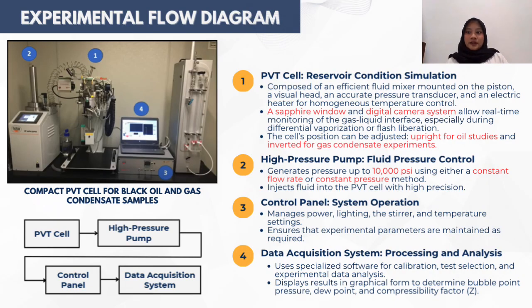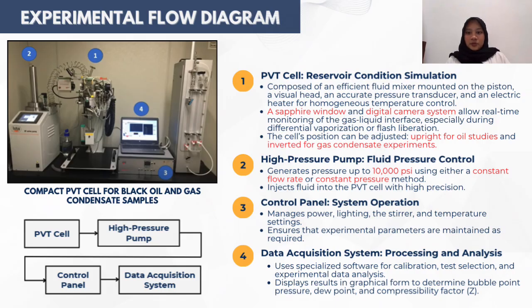Okay, so next we will discuss the experimental flow diagram. We can take a look at the left picture. It's a compact PVT cell for black oil and gas condensate samples. This figure demonstrates a compact PVT cell designed for small volume PVT thermodynamic properties and phase behavior studies of black oil and gas condensate samples. Below the picture, we can see the flow diagram starting from the PVT cell and then the high pressure pump. Next, the control panel, and lastly, the data acquisition system.